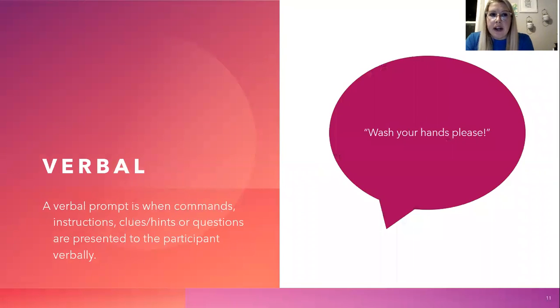Next on the prompting hierarchy is a verbal prompt. A verbal prompt is when commands, instructions, clues, hints, or questions are presented to the participant verbally. So just as you can think, and like in my visual, it's basically just saying, you know, wash your hands, or did you wash your hands yet? Or go wash your hands, please. Those would be verbal prompting for hand washing.